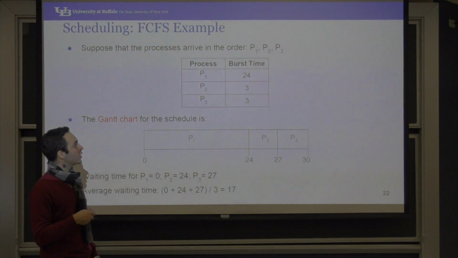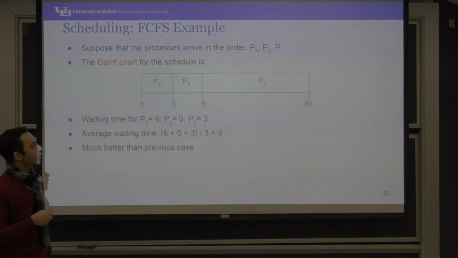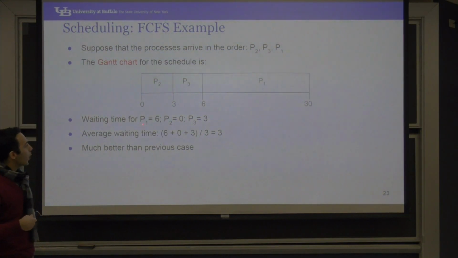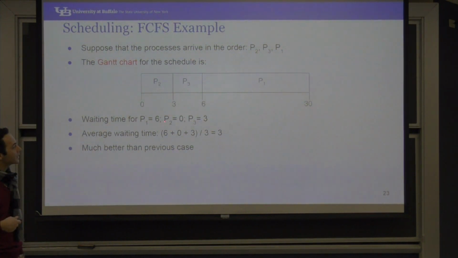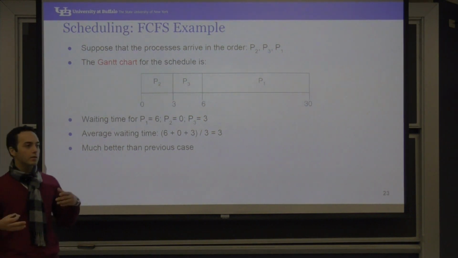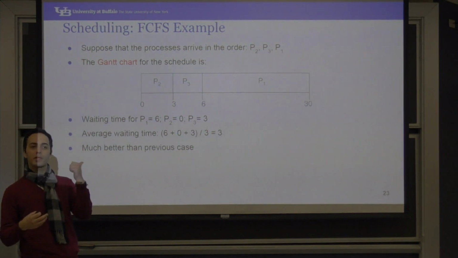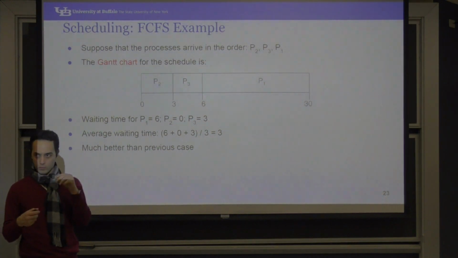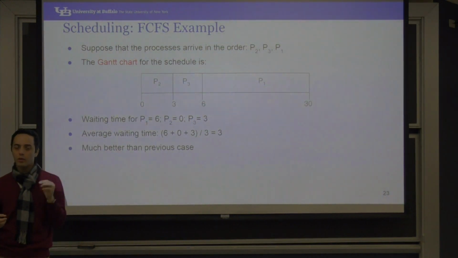Now, what happens if you change the order of these? If you change the order only to P2, P3, P1, the same processes are running. So you still have 30 units of CPU time, right? But your waiting times are now much different because P1 is 6, P2 is 0, P3 is 3. And if you average it, now it's 3. Same processes, just different order. Your average wait time goes down from 17 to 3, right? And that shows how dependent this can be on the order. Again, remember, all of them basically arrived at time 0, right? It was just a different order.